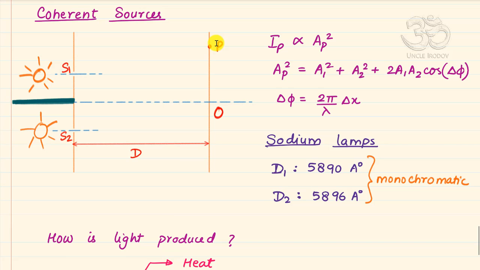So what I want is a source that gives me light, and when that light reaches S1 and S2, it does so in such a manner that the phase difference between the lights incident on S1 and S2 is always fixed. In such kinds of sources, so now I have created sources S1 and S2, S1 and S2 always have the same constant phase difference with respect to each other. And such kinds of sources are called coherent sources.